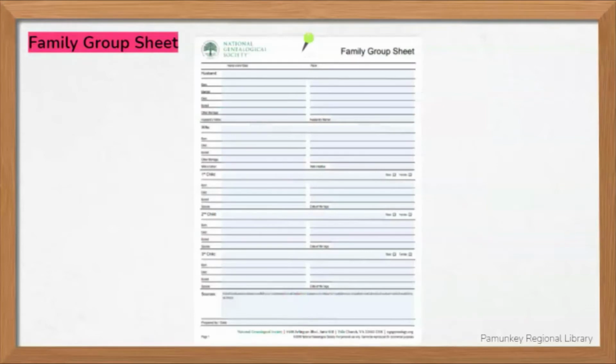Next, we have this family group sheet. So this is what a family group sheet looks like. Again, this one is also from National Genealogical Society. I believe the one before it was too. Yeah, all of these were from there.